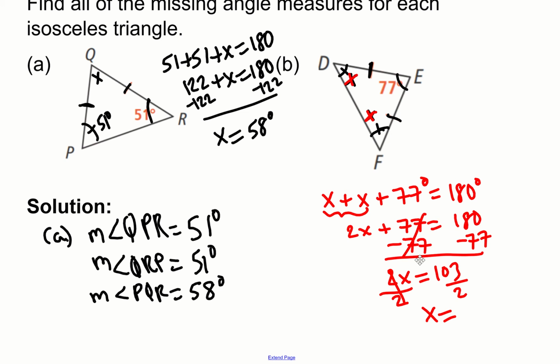So we know that 100 divided by 2 is 50. And then 3 divided by 2 is 1.5. So we could just say that this is 51.5 degrees. And so we know that from this information, then that means that the measure of angle EDF, which is the same as the measure of angle DFE, is equal to 51.5 degrees.